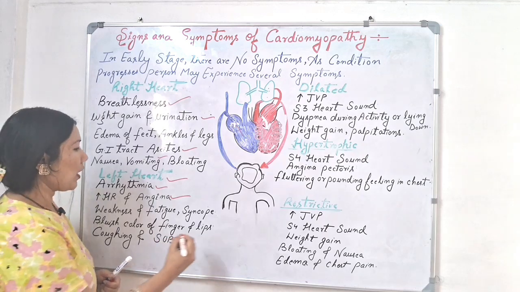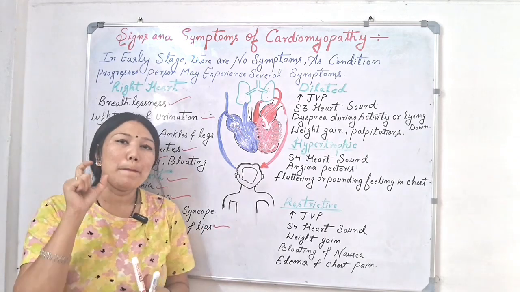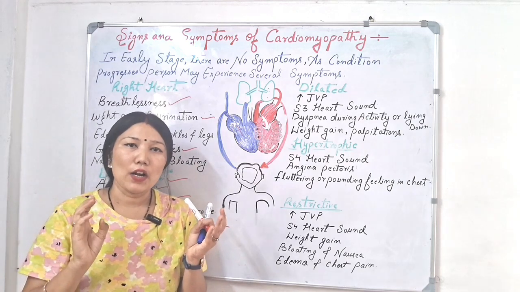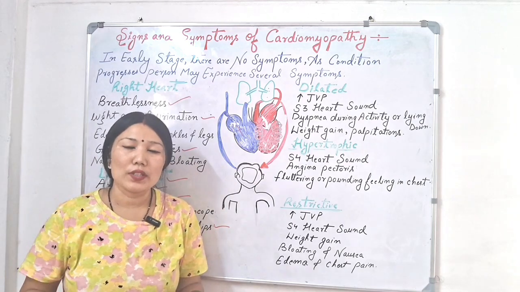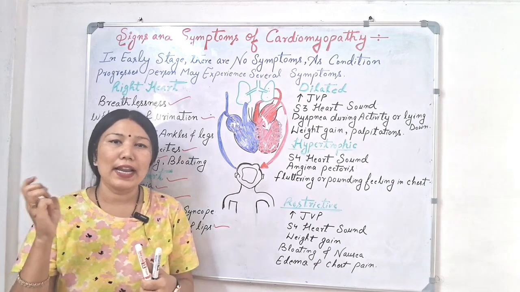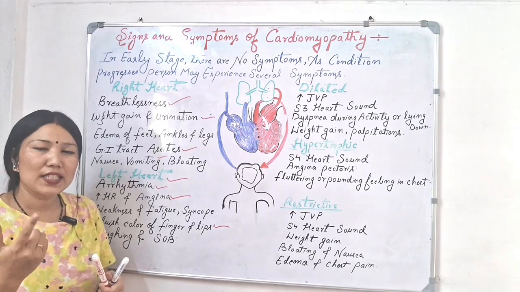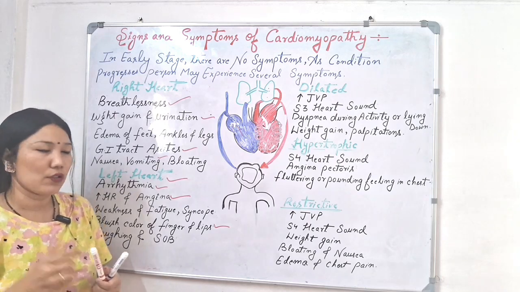Next, we have bluish color of the fingers and lips. When less blood reaches the fingers of our hands and our toes, there will be cyanosis, bluish discoloration, in the patient's fingers and legs. And there will be bluish discoloration of the patient's lips also.